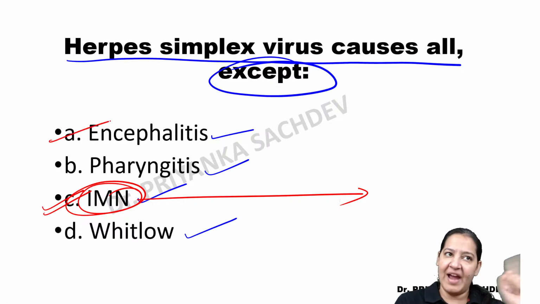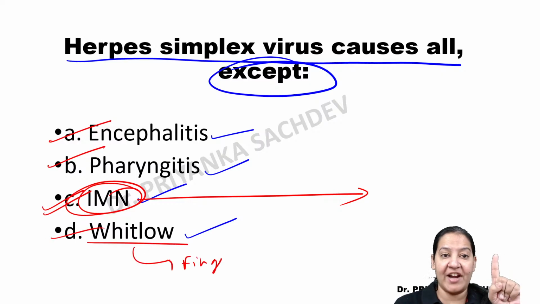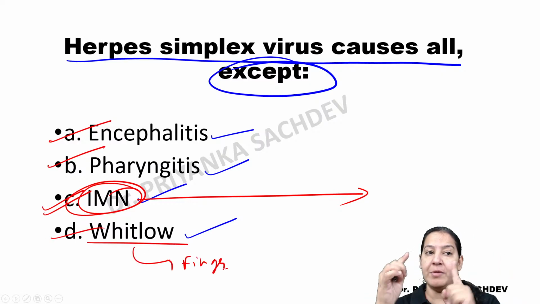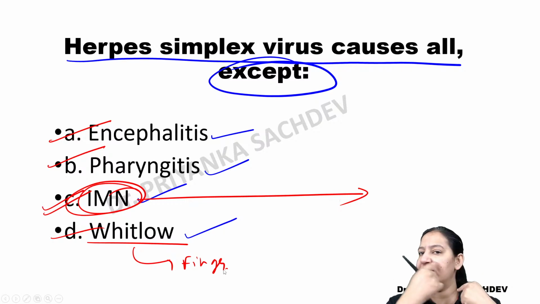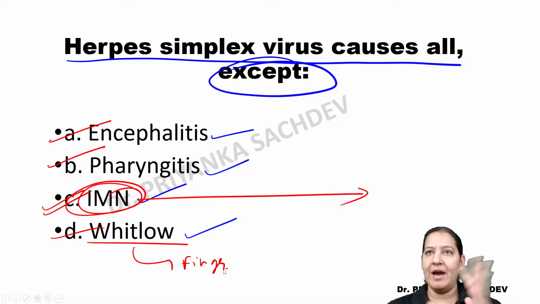Yes, I agree. Encephalitis, pharyngitis, and Whitlow. What is Whitlow? It is on the finger. I have shown you the diagram also. On the finger, if vesicles are formed, it is known as Whitlow. And in wrestlers, if it is caused around the mouth, it is known as herpes gladiatorum. So it is caused by herpes simplex virus.